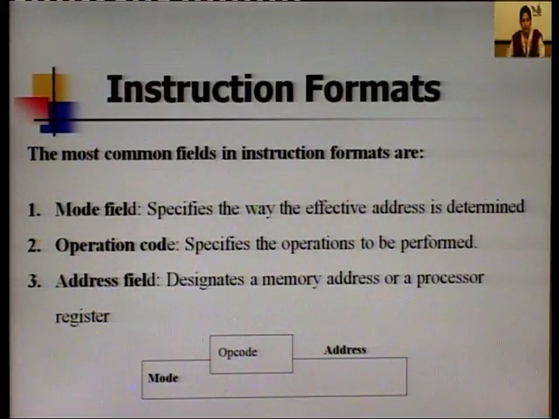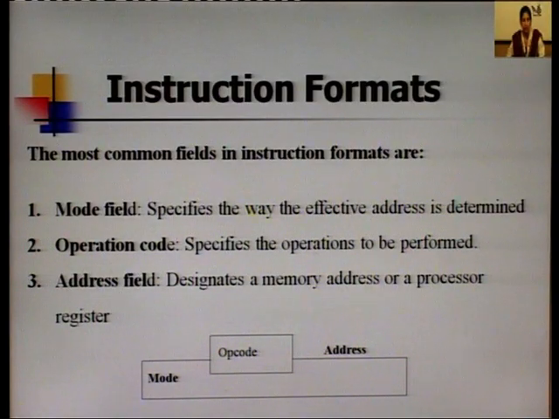Now we will study what an instruction format is. The most common fields in instruction formats are first the mode field, second the operation code, and third the address field. The mode field specifies the way the effective address is determined, that is, what addressing mode is being used in the instruction. The second is the operation code. It represents the code of the operation which we want to perform on the data. And the third is the address field, which designates a memory address or a processor register.